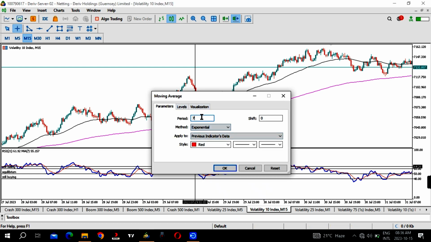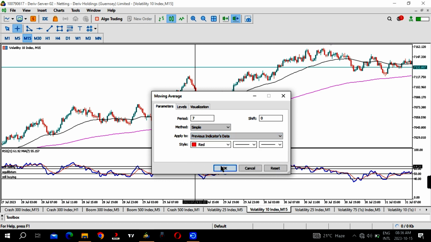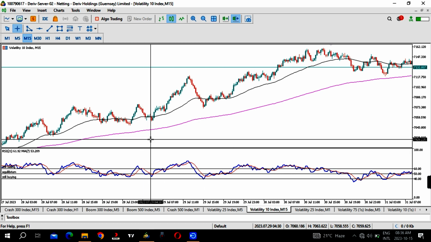And then for the moving average over here, we're going to set the moving average of period 7. The method is exponential, but I like to use simple, so let's use simple. And then apply it to previous indicator data or first indicator data. Previous or first indicator data work the same way in this example. And then you click OK. So over here, that's what we want to use.